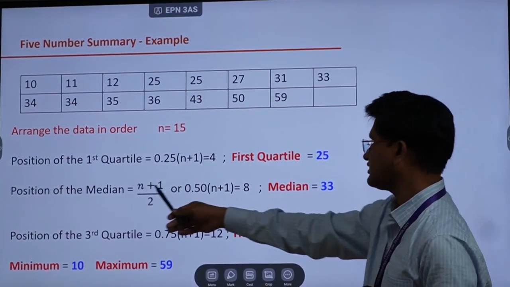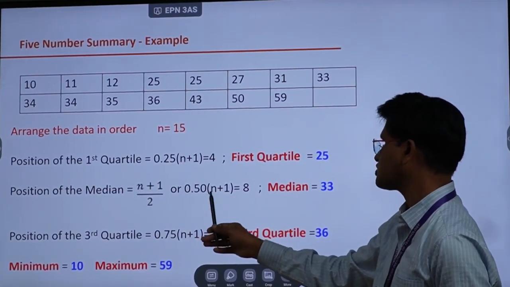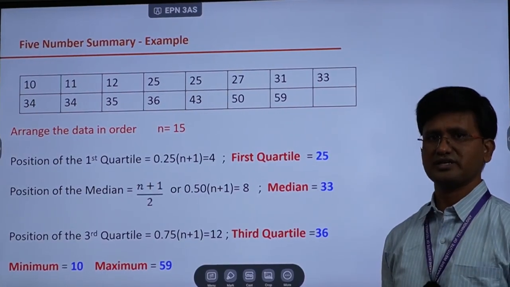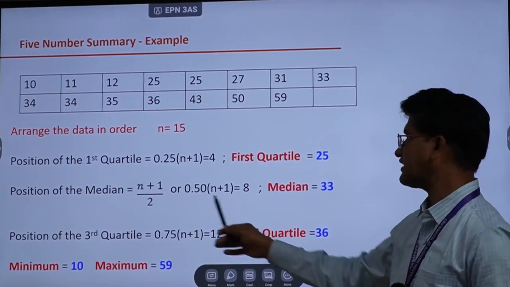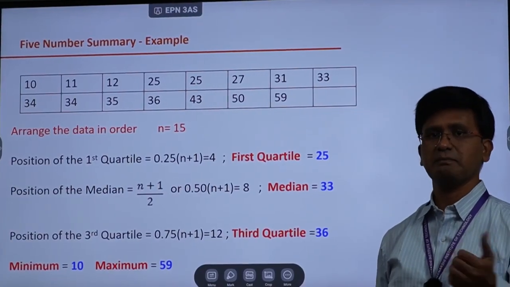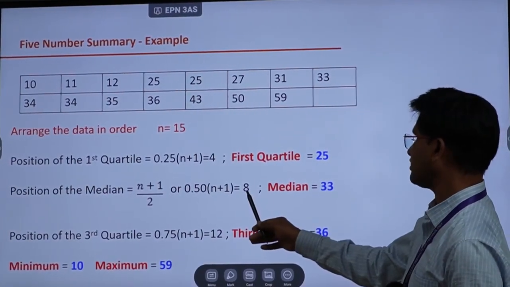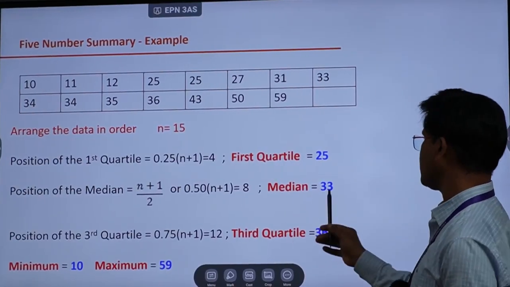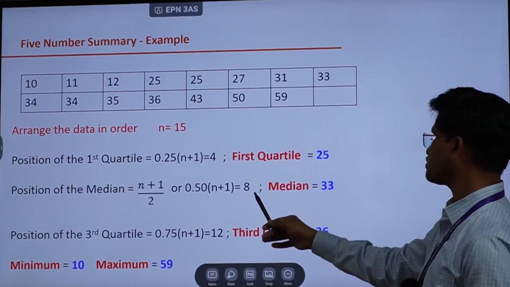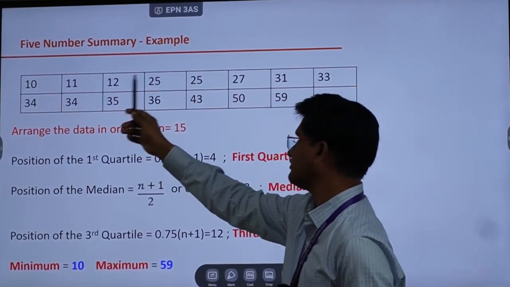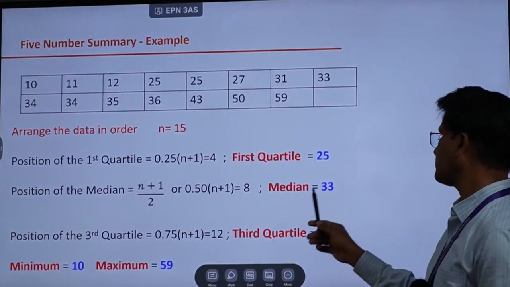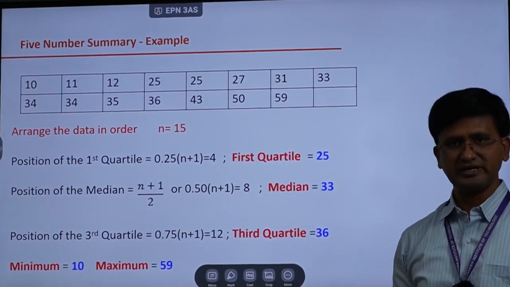To calculate Q2, we apply a formula, 0.50 into n plus 1, where n indicates the sample size of your data set, and that gives 8. So this 8 is the position of your Q2, which is also called the median. The position 8 in the given table is number 33. From position 8, you can see 1, 2, 3, 4, 5, 6, 7, 8. So in the 8th position, we can see the data point 33. That becomes your median or Q2.